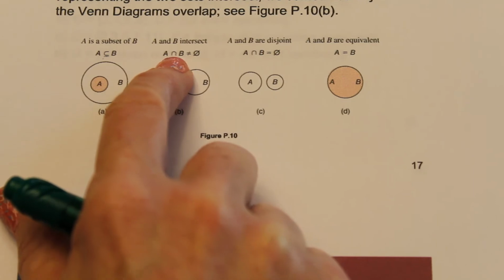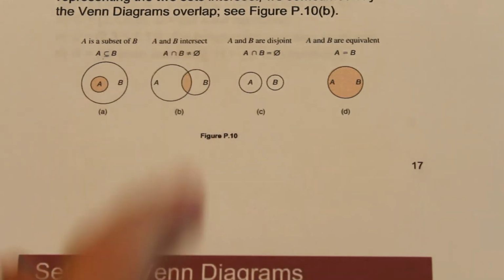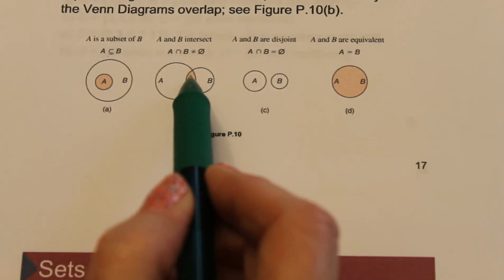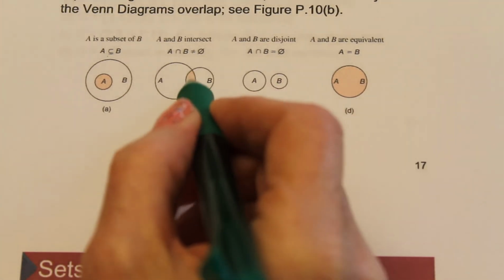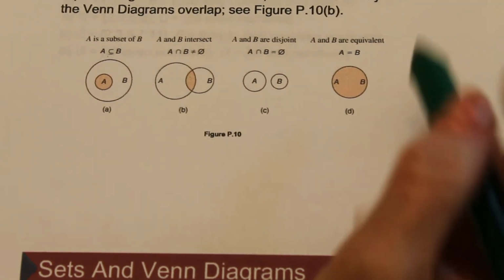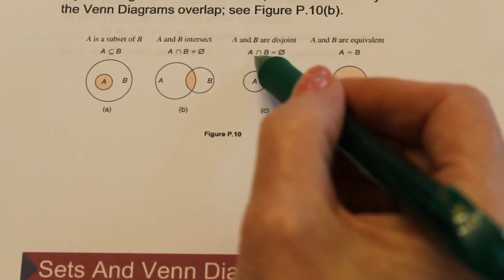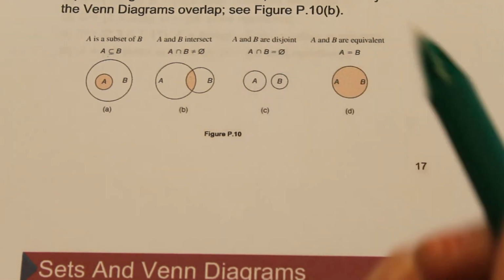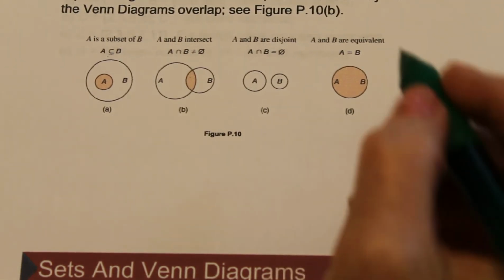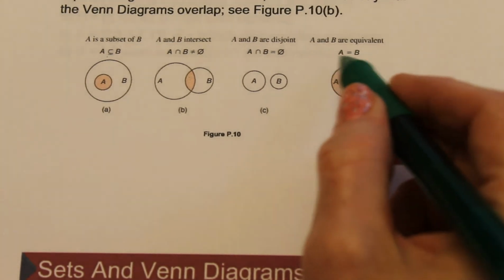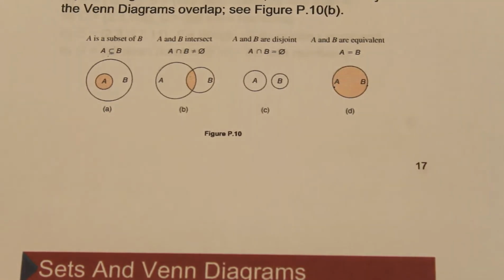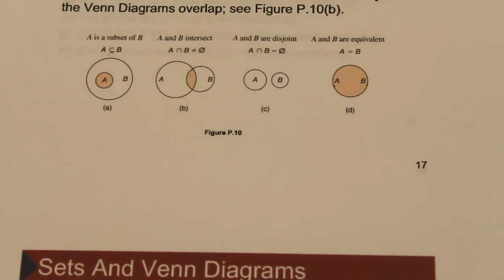If A intersect B is not empty, in other words they have some elements in common, we'd represent them separately, but the elements that are in common would be in the overlapping part of the circles. And here we have disjoint sets A and B. In other words, their intersection is the empty set. They're totally separate, with no elements in common. And if A and B are equivalent sets, we would have a single circle with both names, A and B, in it.